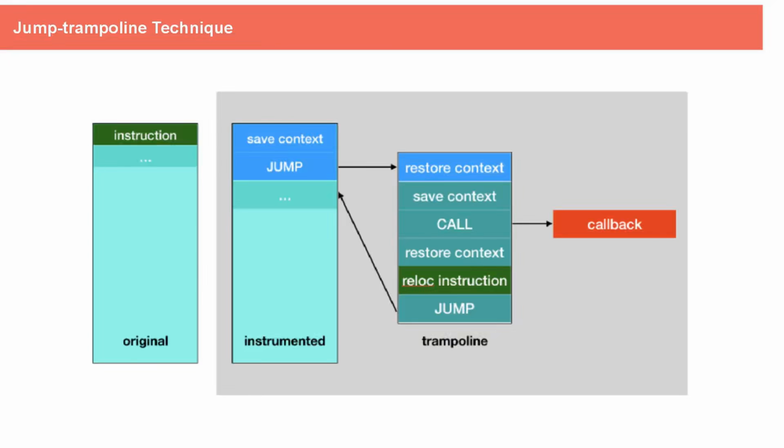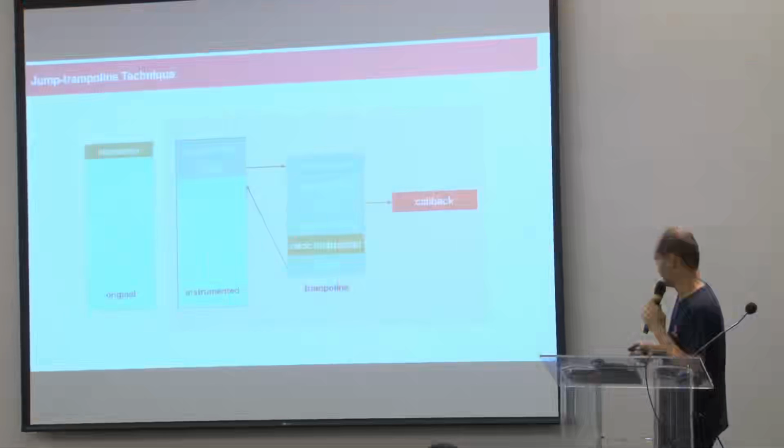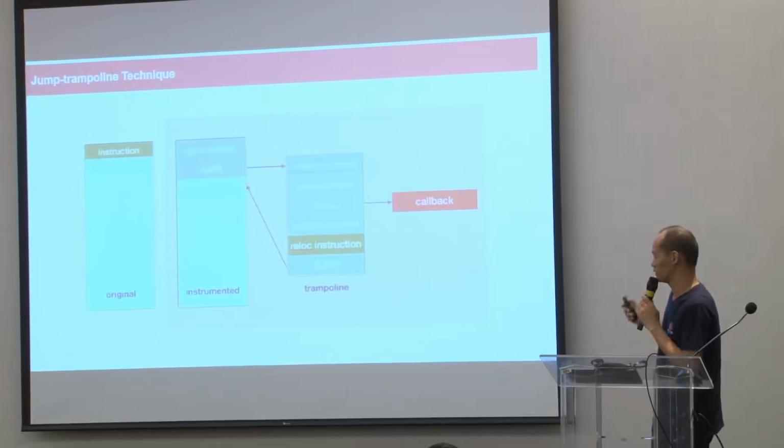First of all, we restore the context after we jump, so we come back to the original context. And we need to make a call to our callback, right? Before that, we save the context, because the call to the callback can change the context. And we make the call to the callback. And after that, when we return, we restore the context, which can be changed here. And after that, we remember that we still need to run the original instruction, right? So the idea is that we can copy this instruction here and execute it after that.